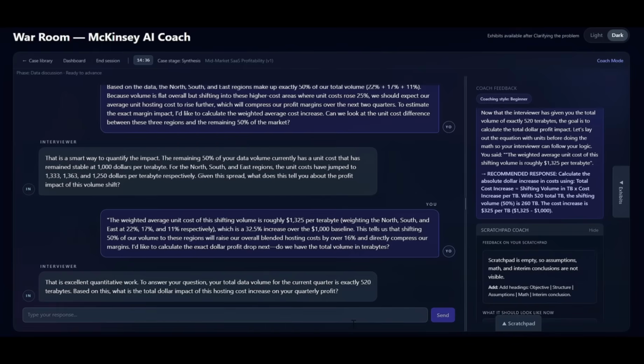Now, our interviewer told us that we really did well in quantitative work, but to answer our question, the total data volume for the current quarter is exactly 520 terabytes. So what is the total dollar impact on hosting cost increases?